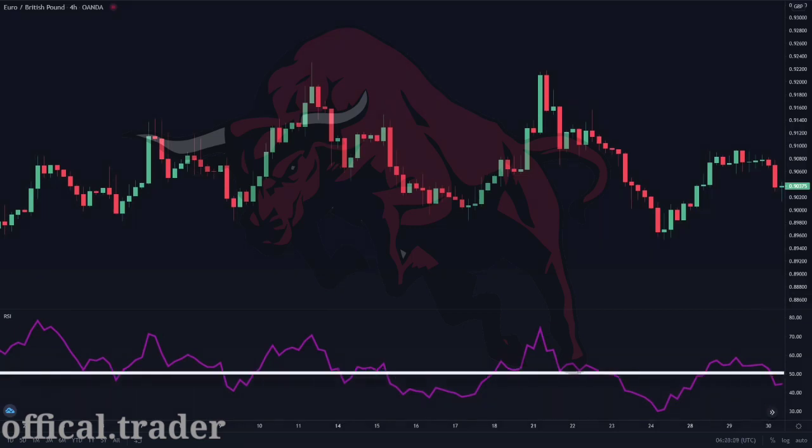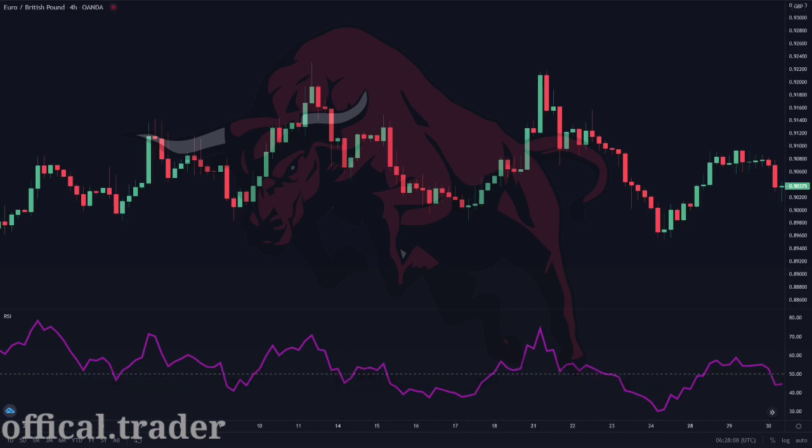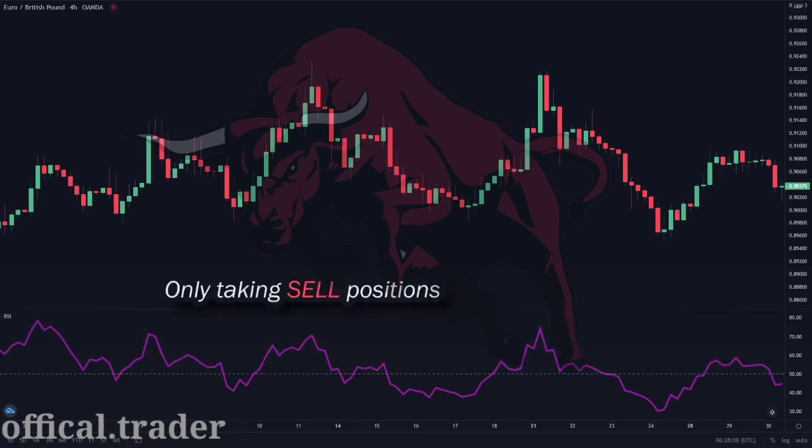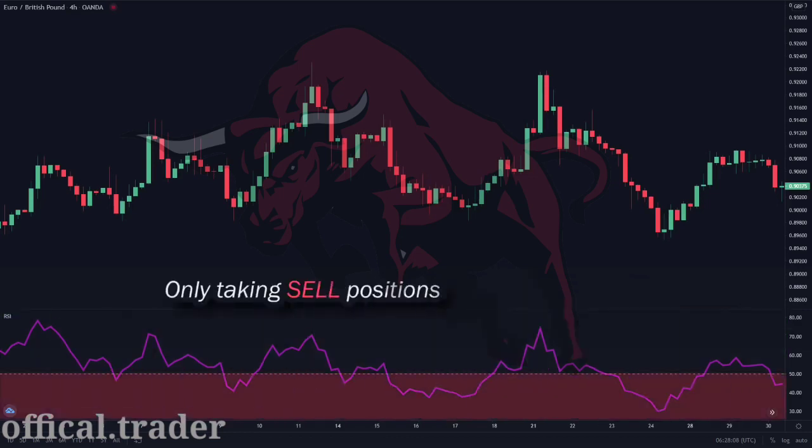And the way we implement the RSI to our strategy is by only taking buy positions if the RSI is above the 50 line, and only taking sell positions if the RSI is below the 50 line. So let's look at this strategy in action.